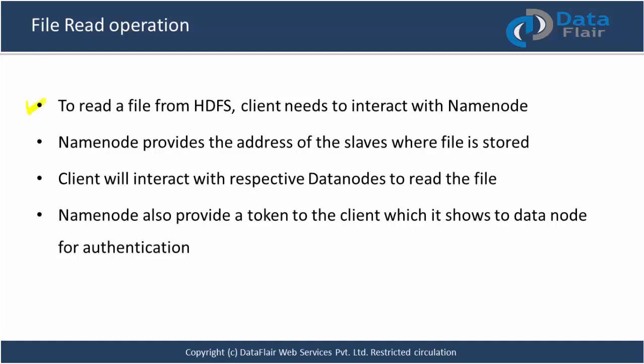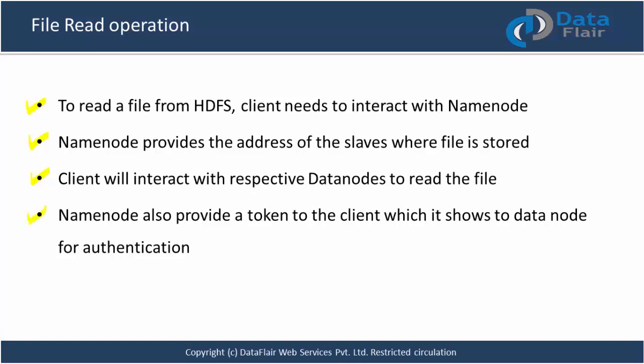To read a file from HDFS, the client needs to interact with the name node, as the name node is the centerpiece which stores the metadata. The name node provides the address of the slaves where the file is actually stored. Now my client will directly interact with the respective data nodes to read the file. Guys, reading is done directly from the data node, with no need of the name node in between.